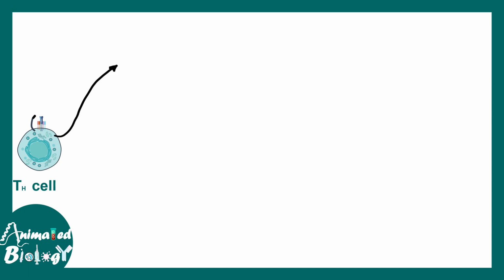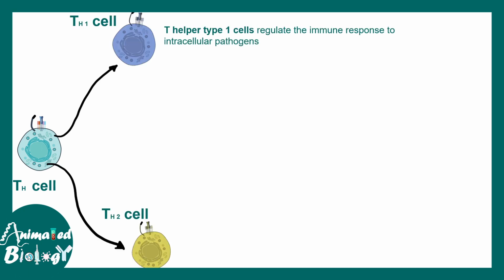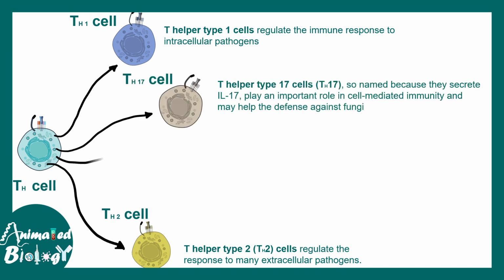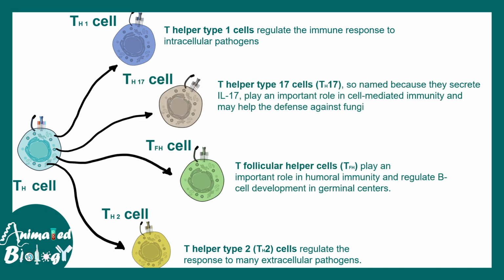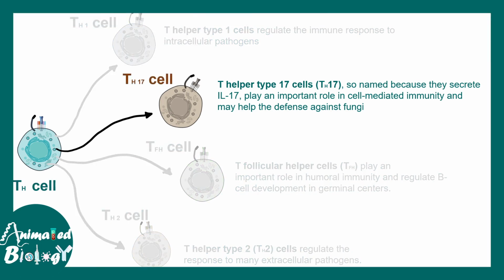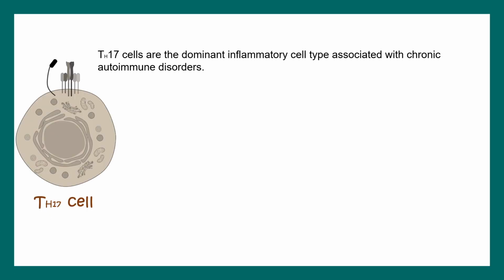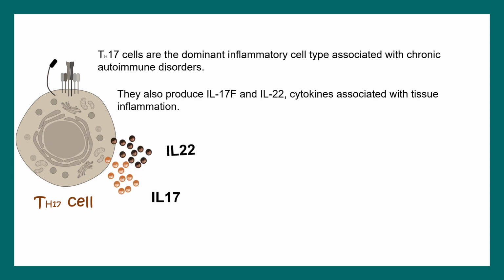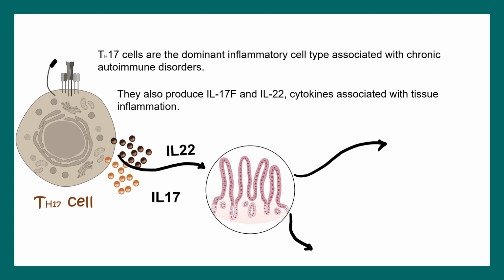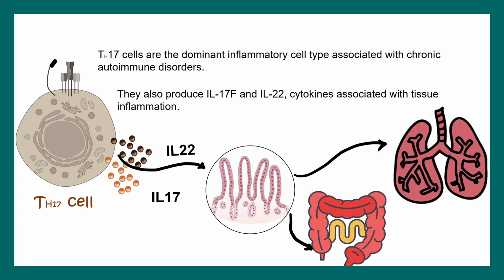Now Th cells can be differentiated into several lineages: Th1, Th2, then there is Th17 and T follicular and many others. But in Crohn's disease, recent research has shown Th17 to be very important. Th17 T cells are pro-inflammatory and they play an important role in antifungal immunity. Th17 cells are dominant infiltratory cells in Crohn's disease, and they secrete cytokines like interleukin 22, interleukin 21 and interleukin 17, which all lead to massive inflammation of the intestine, and that has an effect on the lungs and the overall gut health.